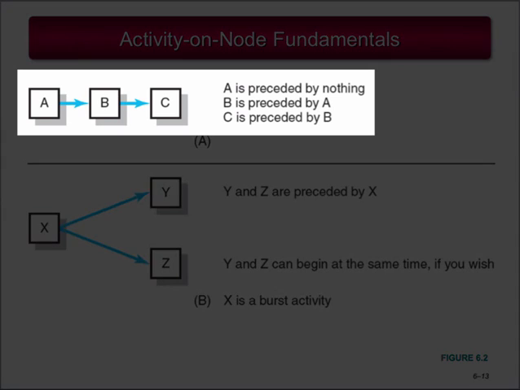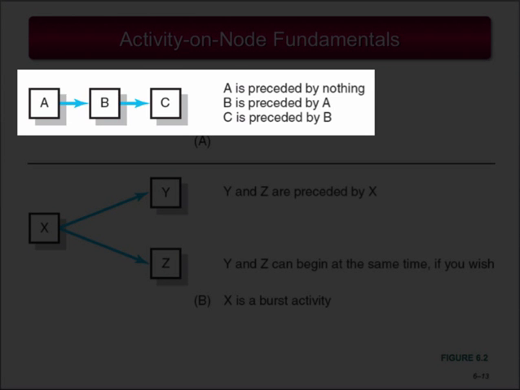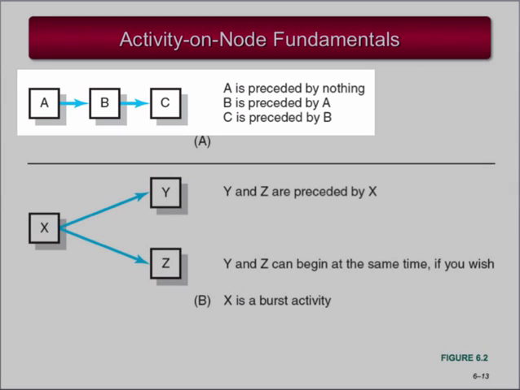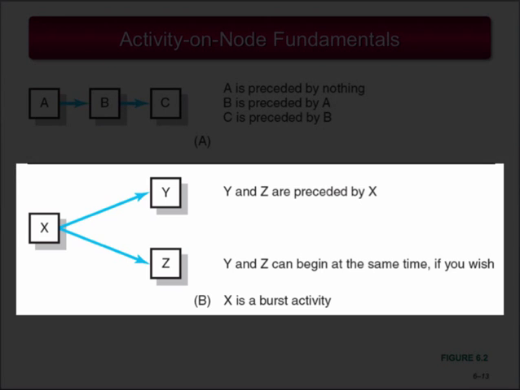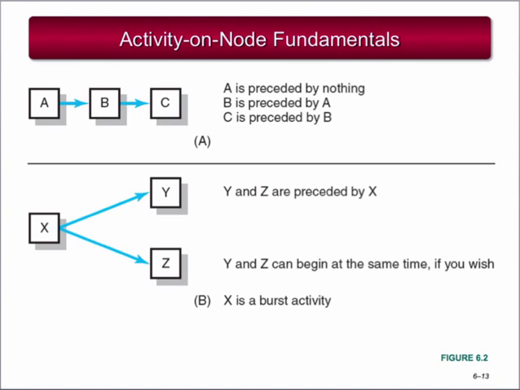The top image shows A is preceded by nothing, while B is preceded by A and C is preceded by B. Conversely, A is the successor to B and B is the successor to C. In the bottom image, you can see that Y and Z are preceded by X. It also shows that Y and Z can begin at the same time, but don't need to, thus an example of a concurrent or parallel relationship. X is a burst activity.